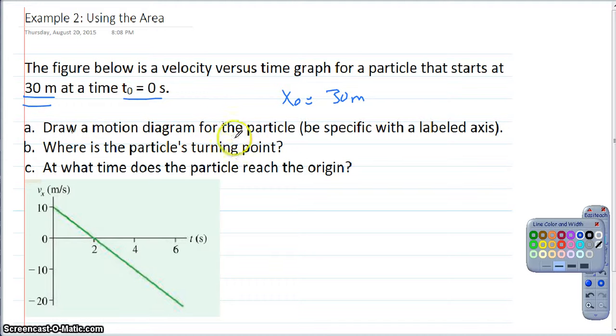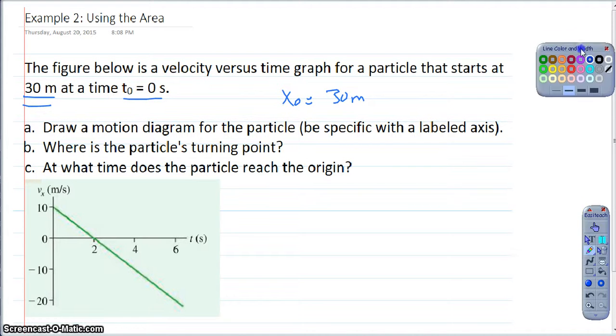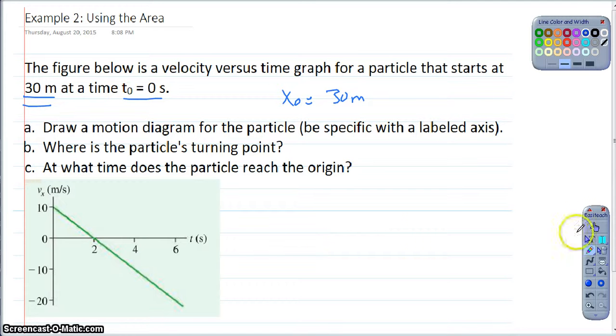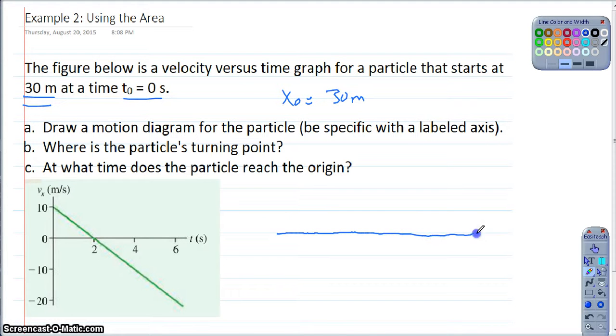A. Draw a motion diagram for the particle. Be specific with a labeled axis. So this goes back to a skill that you do need to be pretty comfortable with. When we draw motion diagrams, they can just be dots representing the particle. But I'm going to go ahead and give myself an x-axis here. So somewhere over here I've got the origin, and then somewhere on this side, maybe right about here, I'll put my 30. Okay, so 10, 20, 30, and then 40, 50, etc.